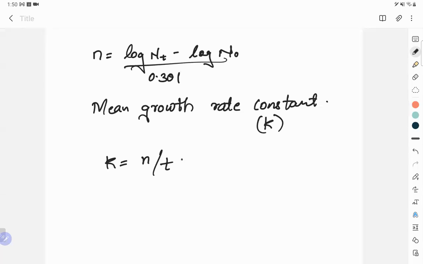We normally express it as per unit time. Please mute yourself, whoever this is. This is really very irritating. Whoever this is, please mute yourself. Abhay, mute yourself, please.